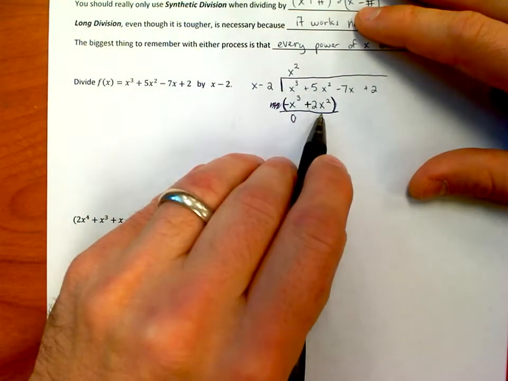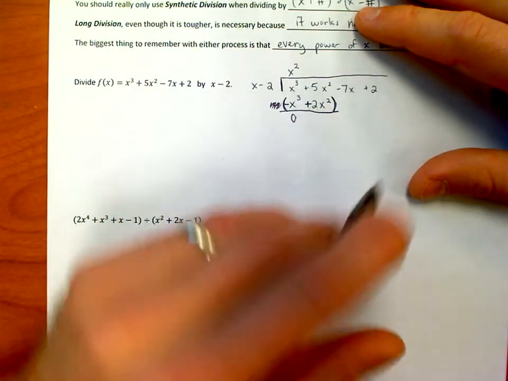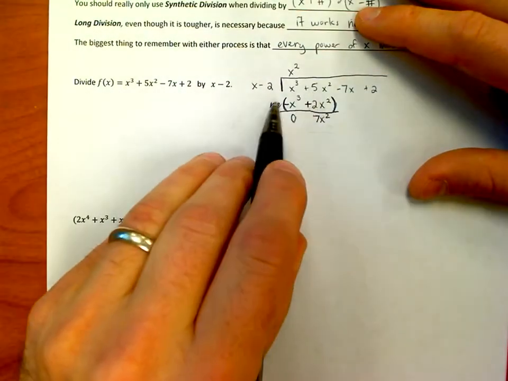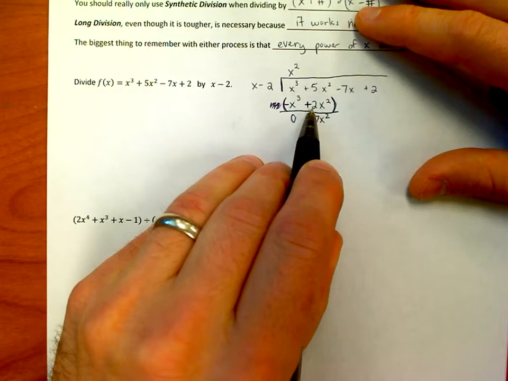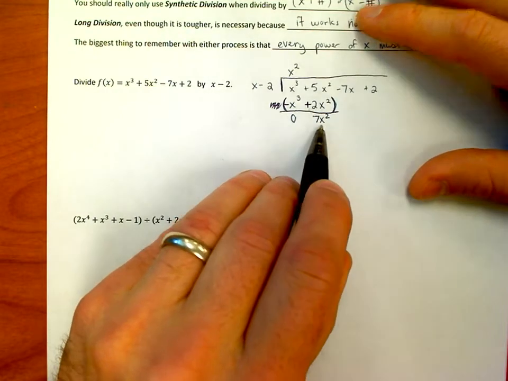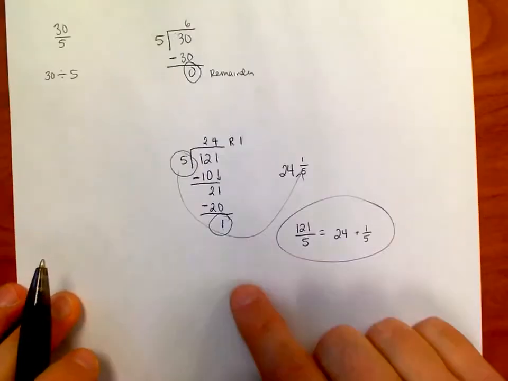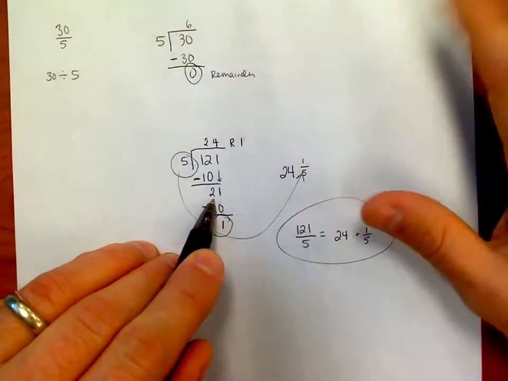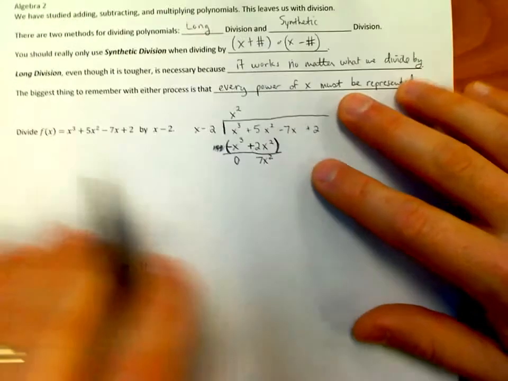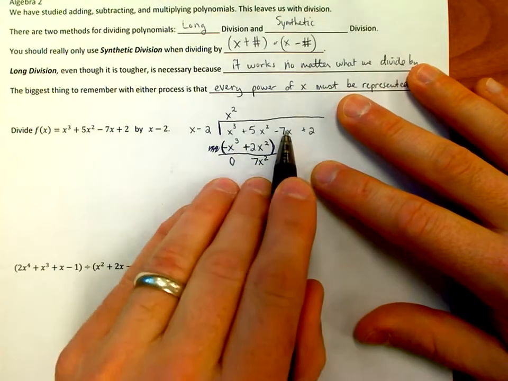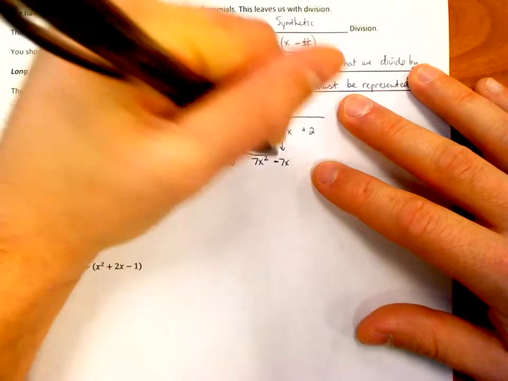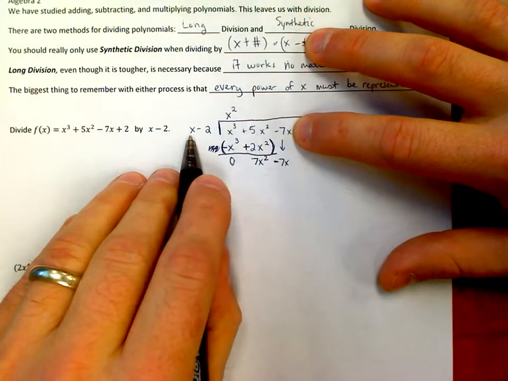So flip the signs, and now I'm adding 5 plus 2 gives me 7x squared. That's the same thing as 5 minus a negative 2, right? Now, just like you do in long division, whenever I get done with this, I always drop the next value down, right? And I write it right next to it. So here I have 7x squared, and we're going to drop the negative 7x. 7x squared minus 7x. And now I'm going to repeat the process.